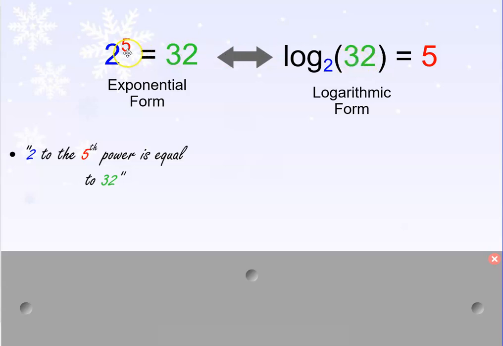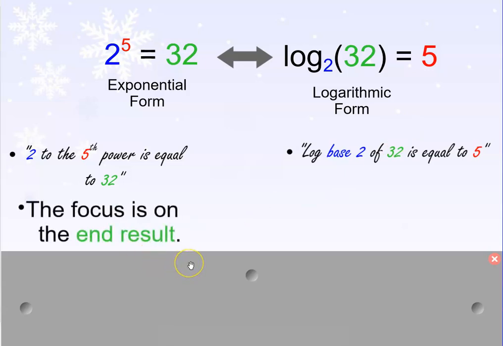And what's interesting about exponential functions is when we switch them to logarithmic functions, this exponent of 5 gets to come down and get its own side of the equal sign. And this is read log base 2. Remember, we call this number here the base. Log base 2 of 32 is equal to 5.